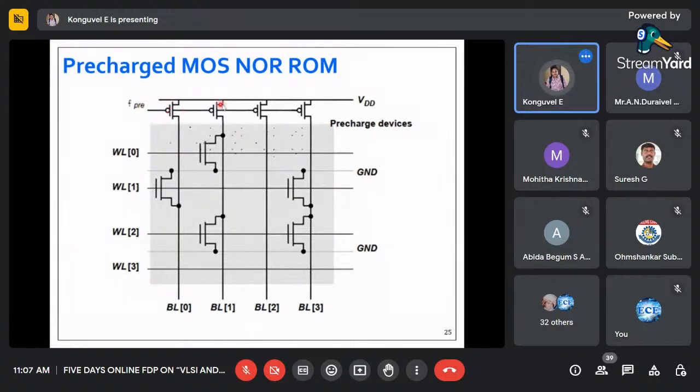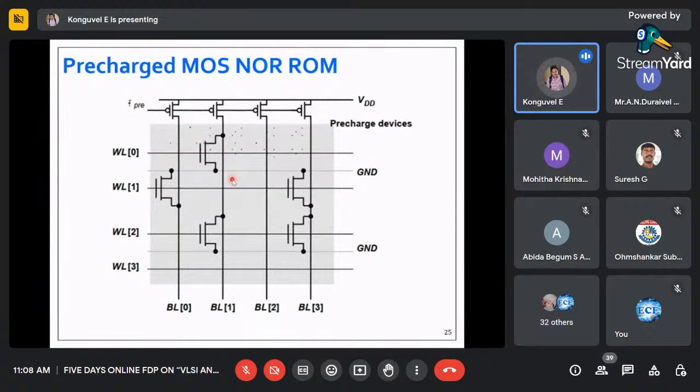If it is on, it will be connected to the VDD. If it is off, it will not be connected to the VDD. And we can have the ground lines connected, so making it as ground. So we will be having 1. If we have the transistor to turn on, that will be considered as 0. That will be considered as 0 in the other cases. So we will be having 1, 0, 1, 1, like that. This is pre-charged mask ROM.